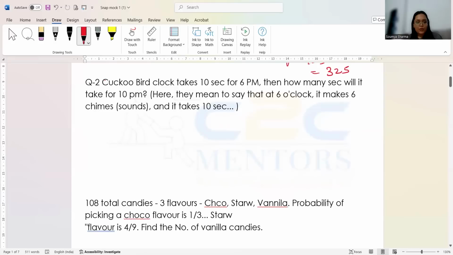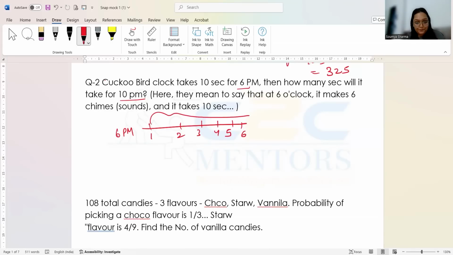So the second question was, a cuckoo bird takes 10 seconds at 6 p.m., and how many seconds will it take at 10 p.m.? They mean to say that at 6 o'clock, it chimes 6 times. So there is a clock which chimes 6 times at 6 p.m. So the scenario at 6 p.m. is 1, 2, 3, 4, 5, 6, and these are the chimes, right? Chimes means that when the clock strikes 6 p.m., it makes a sound 6 times.